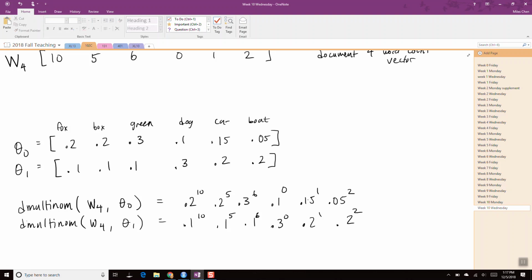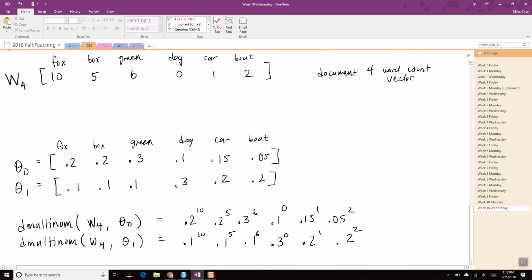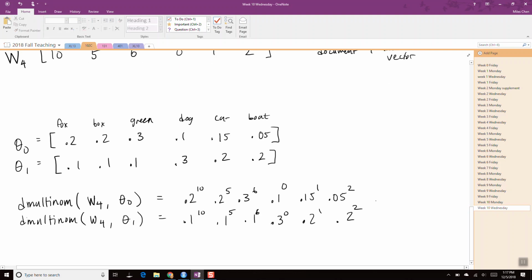Okay, so this is what we have, and we compare these. So this is kind of the likelihood of our data, right? These are the word counts for document 4, and this is the likelihood of data if the class label equals 0, and then this is if it equals 1. So if the document belonged to class 0 versus it belonged to class 1, okay? And you don't have to do this by hand. You can use d multinom, and this is what the computer's doing, right? And d multinom also puts in the coefficient in the front and stuff.